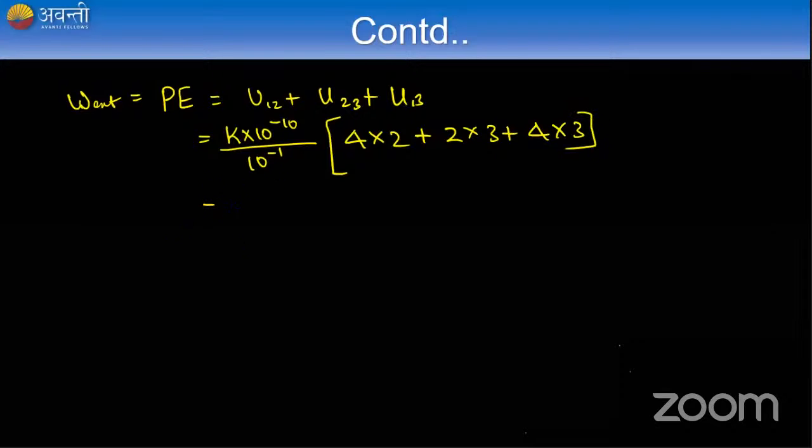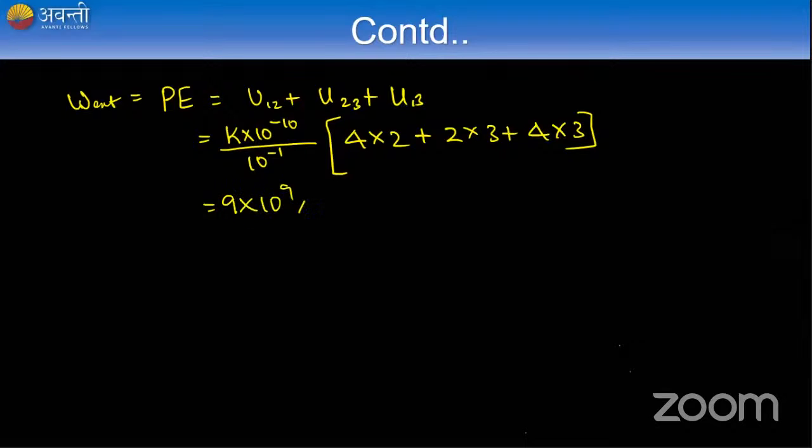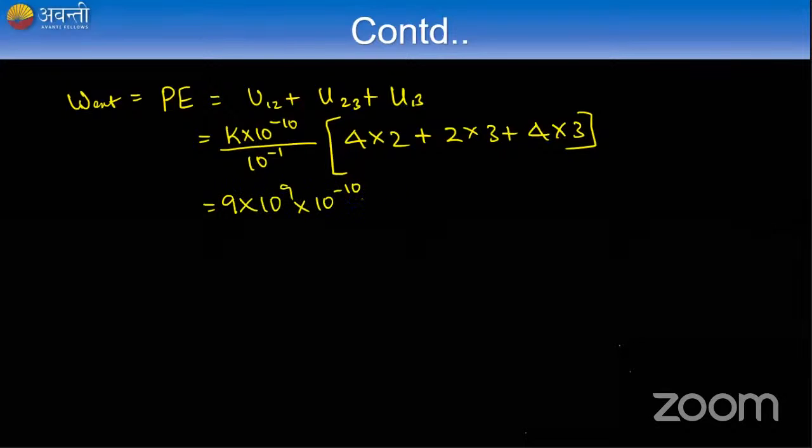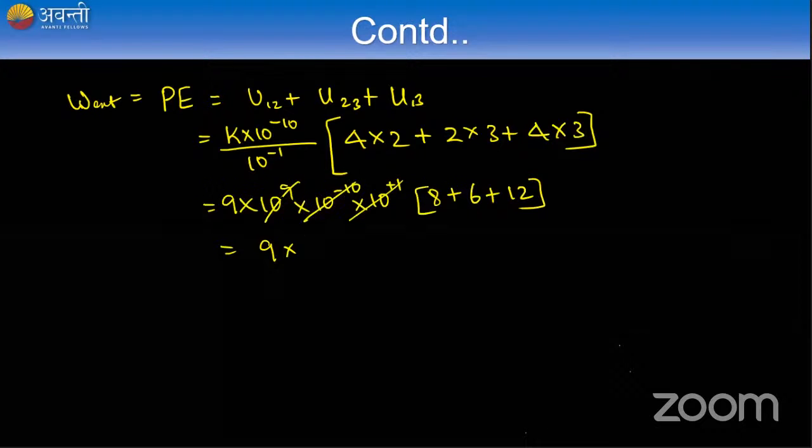Okay. Now, substitute everything. So you'll get K values: 9 into 10 power 9, into 10 power minus 10, into 10 power plus 1, into 4 to the 8 plus 2 times 3 is 6 plus 4 times 3 is 12. So 9 into, see, I have 9 plus 1, 10, minus 10 cancels, everything cancels here. 9 plus 1 is 10, 10 minus 10 is 0.